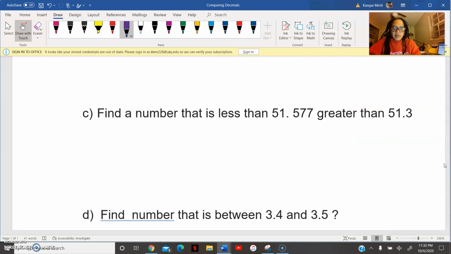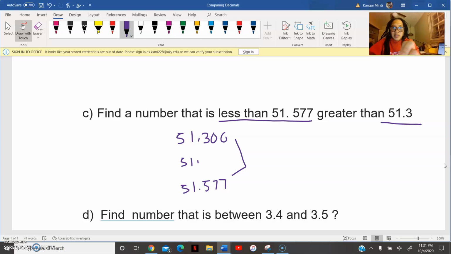Okay, here's a different kind of question, but it can be solved with the same strategy. It says find a number that's less than 51.577 but greater than 51.3. Again we can even these up, looking for something greater than this one and less than that one. So we can keep our 51, and there's a lot of numbers that are between 300 and 577. We could pick any of those numbers.